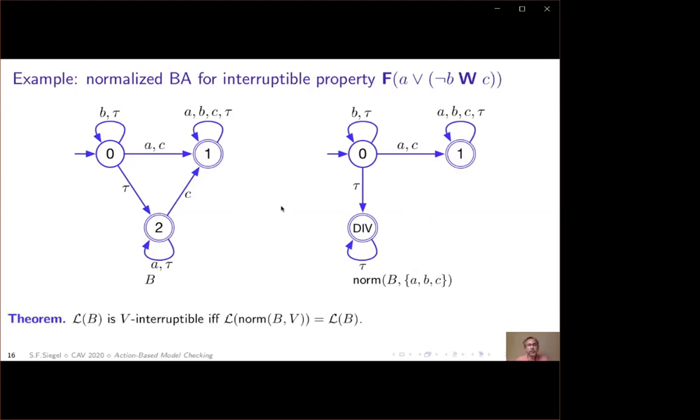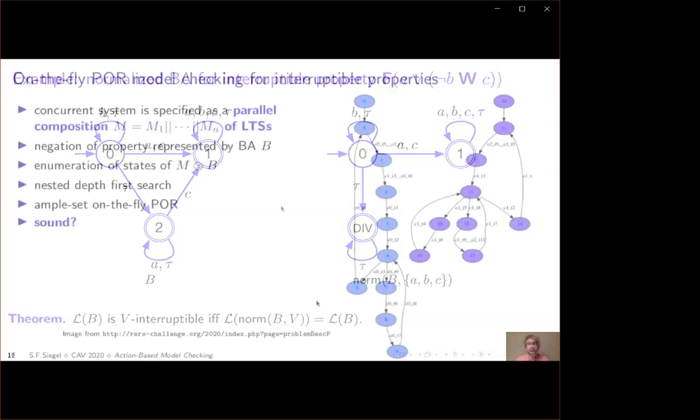Finally, we prove this theorem. For any Buchi automaton B, the language of B is V-interruptible if and only if B and norm of B, comma V are equivalent. That is, they have the same language. And since there are algorithms for determining whether two Buchi automata have the same language, we have a decision procedure for interruptibility of Buchi automata.